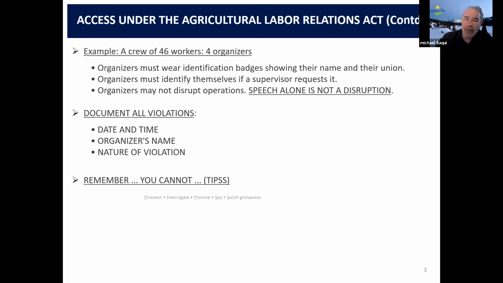Okay, remember, things you cannot do. Basically, there's 5 things, TIPS: threaten, interrogate, promise, spy, or solicit grievances. Threatening. You can't tell people that work for you, if you talk to these guys, you're going to lose your job, or I'm going to shut this damn thing down and we'll bring in a farm labor contractor to take your job.